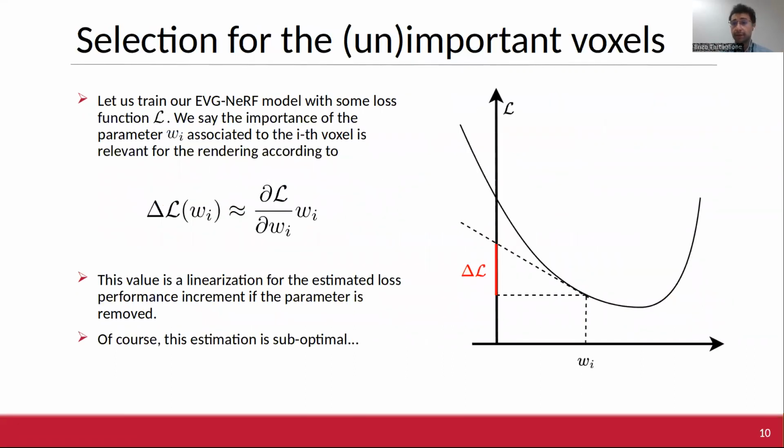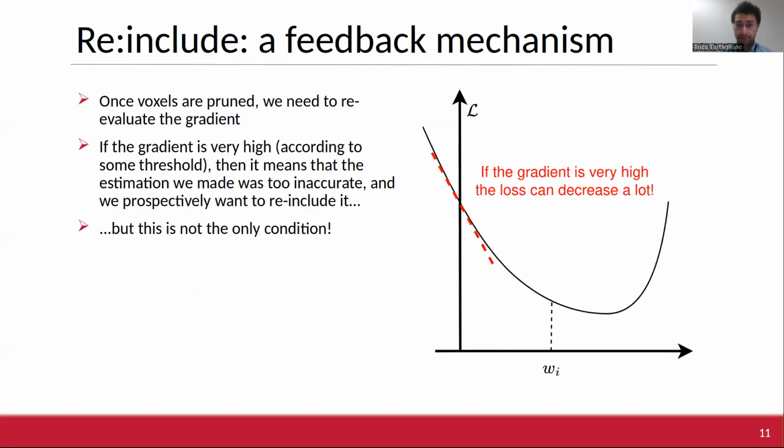For the selection of the voxel to remove, we resort to first-order Taylor expansion for the loss function used for the training. Let Wi be the parameter associated to the ith voxel. If the estimated perturbation in the loss value is sufficiently low, then we can say that the ith voxel is not significantly contributing in the rendering, and we can remove it.